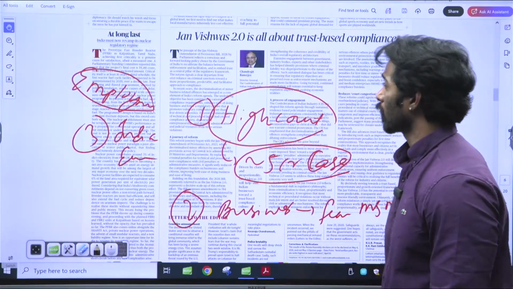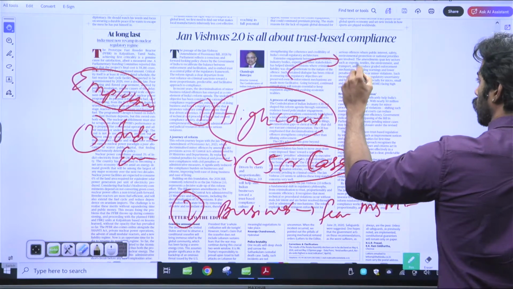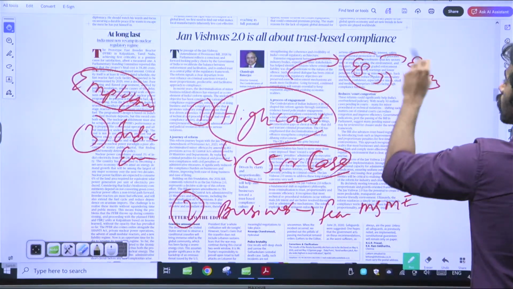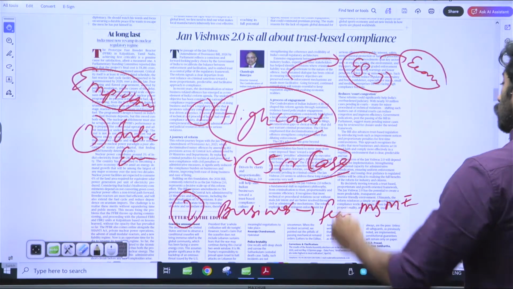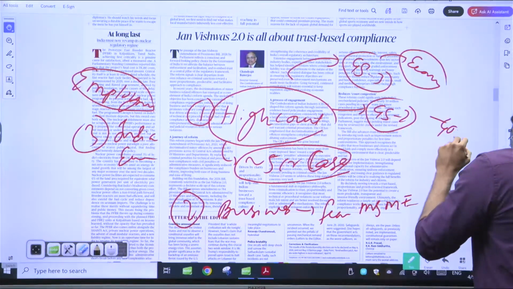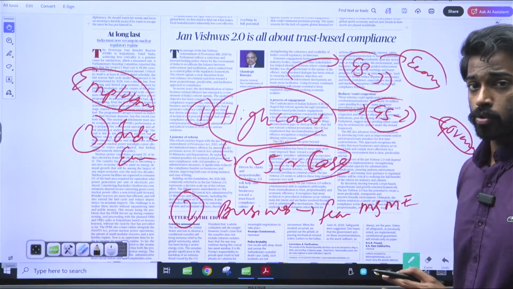Right? This is what I wanted to discuss in this particular editorial, and you can use it in GS3 when it comes to economy: how the Jan Vishwas bill helps ensure there is GDP growth. You can also use it under GS2 in governance. Right? These are the two aspects in which you can use the Jan Vishwas bill 2.0.